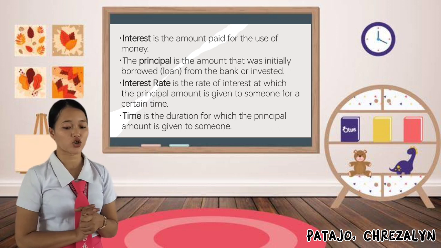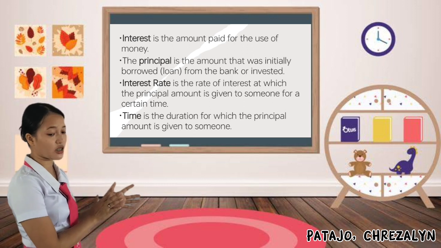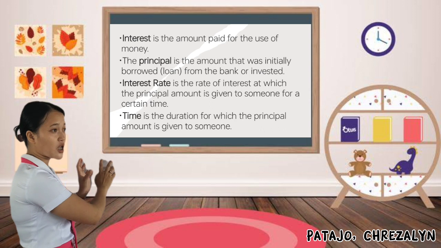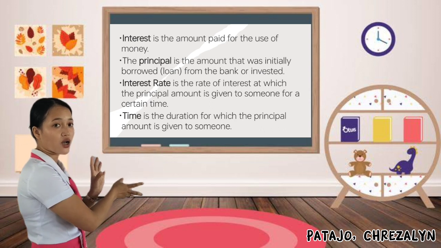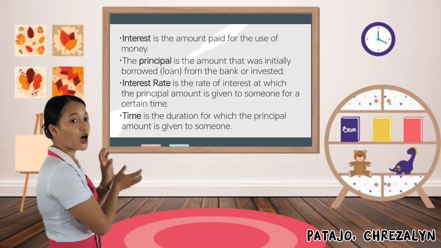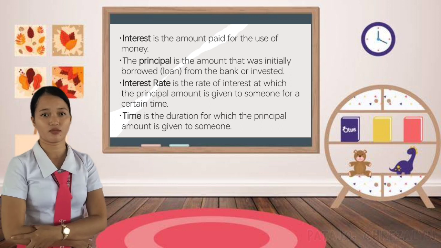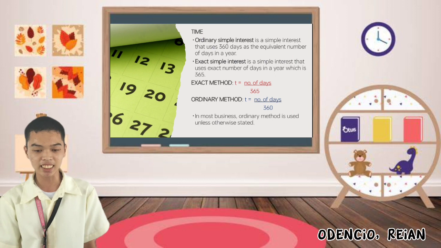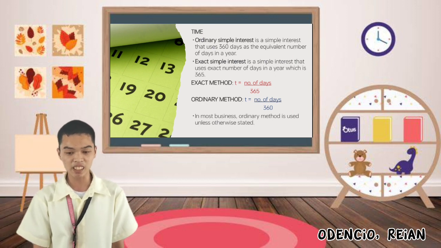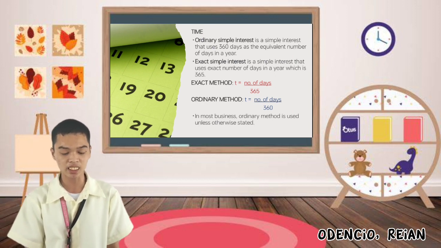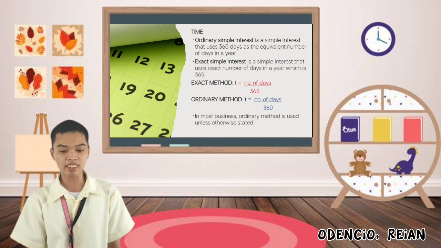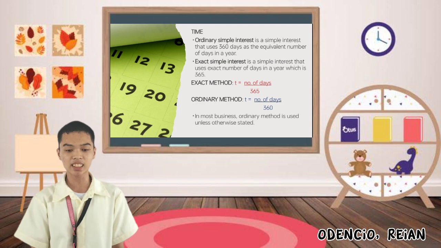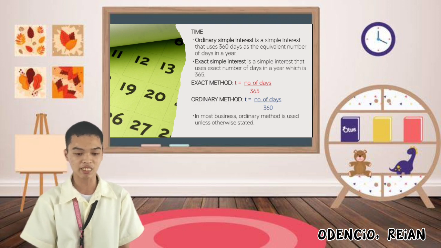Time is the duration for which the principal amount is given to someone, or the duration of payment of your loan or invested money. Ordinary simple interest is a simple interest that uses 360 days as the equivalent number of days in a year. Exact simple interest is a simple interest that uses the exact number of days in a year, which is 365.